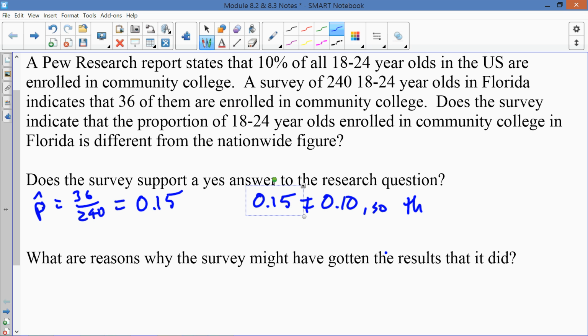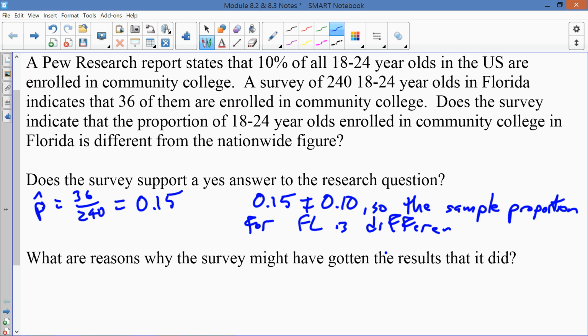The sample proportion for Florida is different from the nationwide figure. So does that mean then that the number for the population in Florida is different?